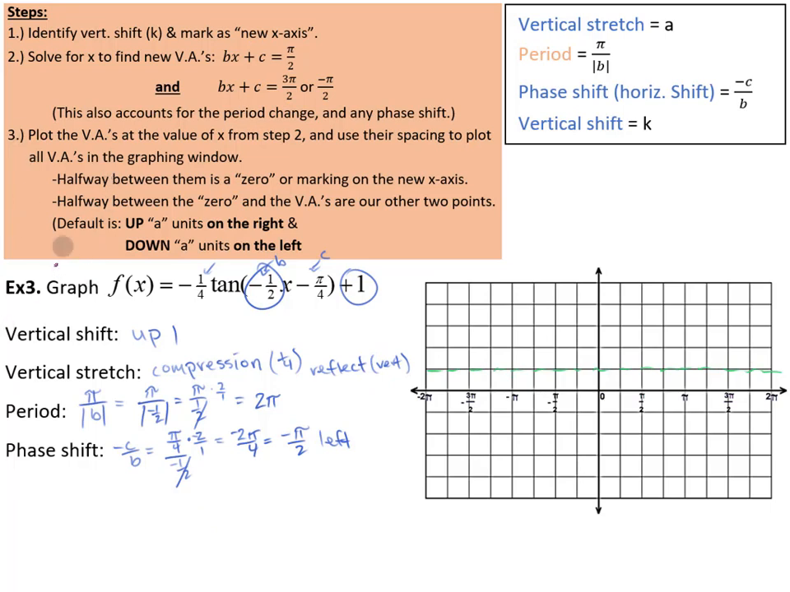All right, to find where our asymptotes are, let's set the inside here, bx plus c, equal to pi over 2 and 3 pi over 2. So when does negative 1/2 x minus pi fourths equal pi halves? And when does negative 1/2 x minus pi fourths equal 3 pi halves? All right, so let's start by adding pi fourths to both sides.